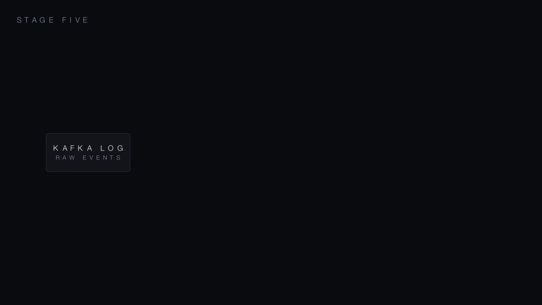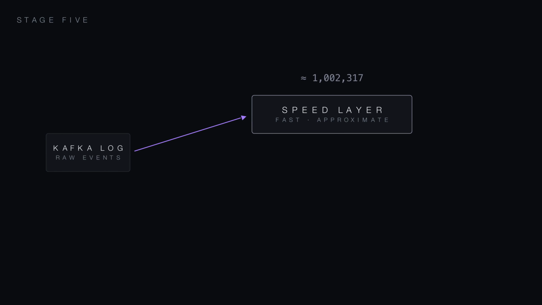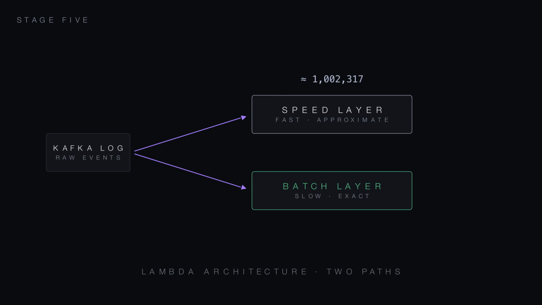Now we close the loop on stage 5. Everything so far has been the fast path, the speed layer, approximate by design. Running underneath it is a second path, the batch layer, and the classic name for running both together is a lambda architecture. The batch layer takes the same raw events, the complete log sitting in Kafka, and reprocesses all of them slowly and exactly. Its whole job is to be skeptical.